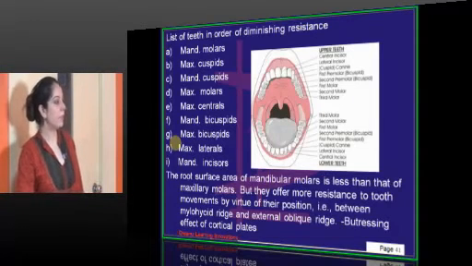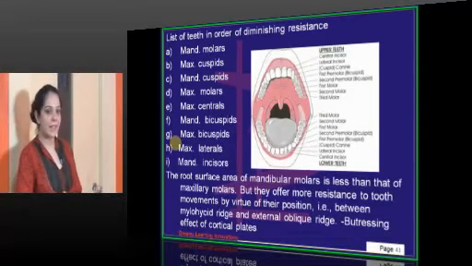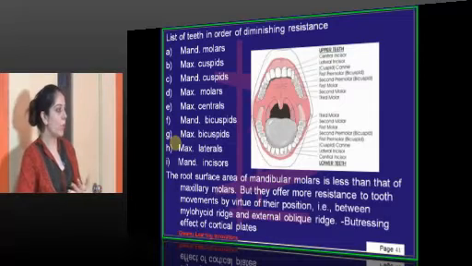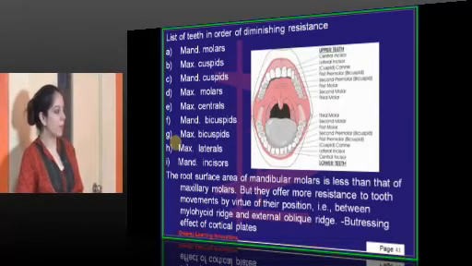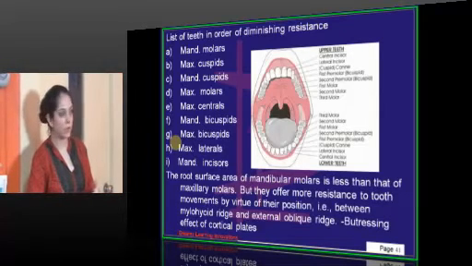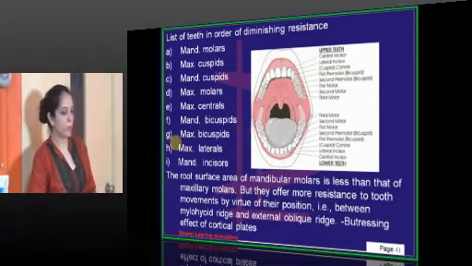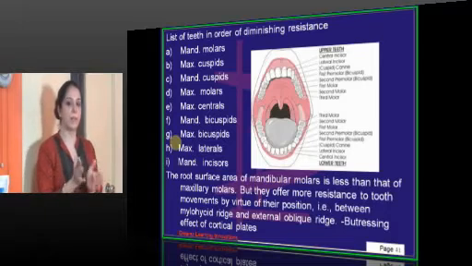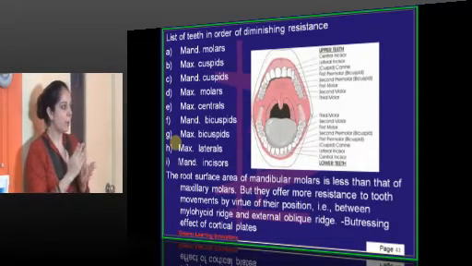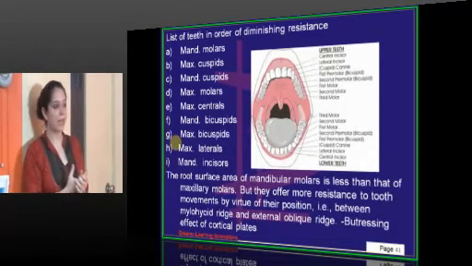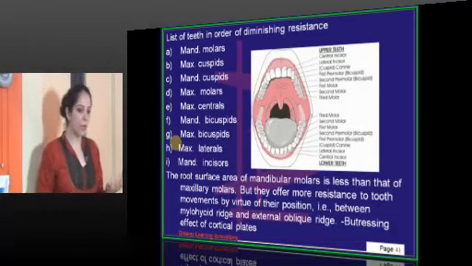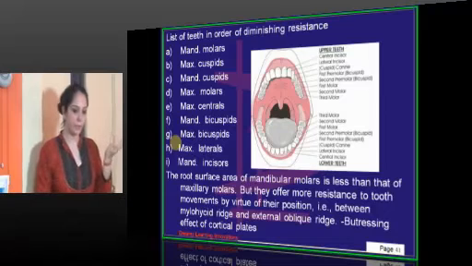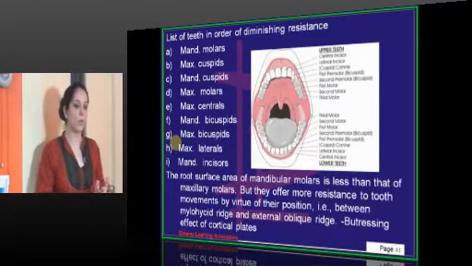And the last is mandibular incisors. Now the root surface area of the mandibular molars, although it is lesser than that of the maxillary molars, offers more resistance because of its position in the mandibular arch. That means it lies between the mylohyoid ridge and the external oblique ridge. So therefore there is not much movement that takes place in the lower molars. In the upper molars, rather, because of the slender roots and the lack of these buttressing effects of the cortical plates, when there is loss of anchorage, the molar starts rotating. Whereas if there is a loss of anchorage by chance in the lower arch, you will not see a rotation of the molars.